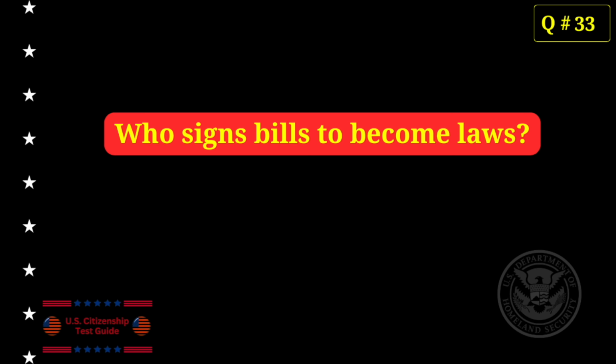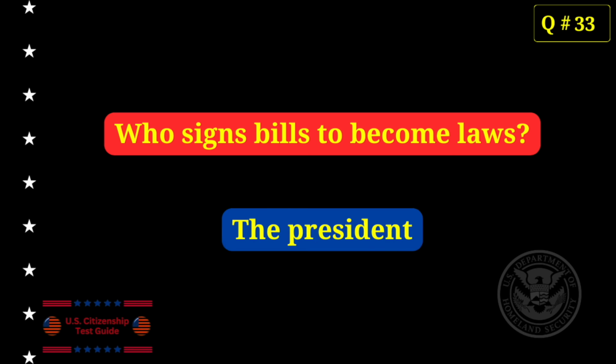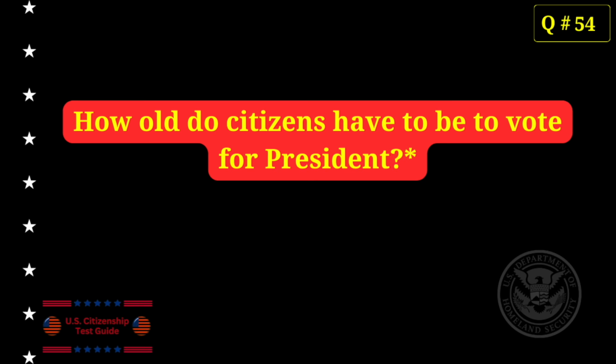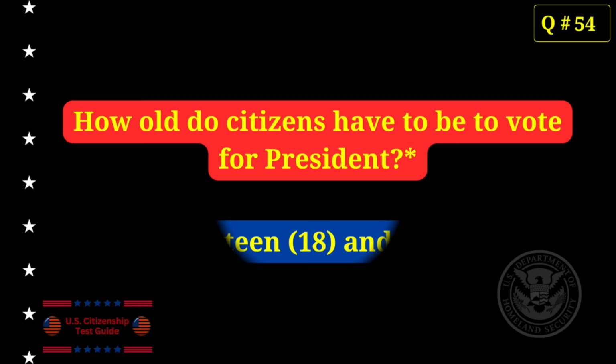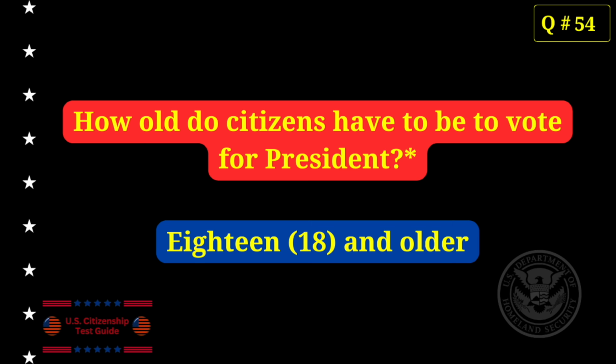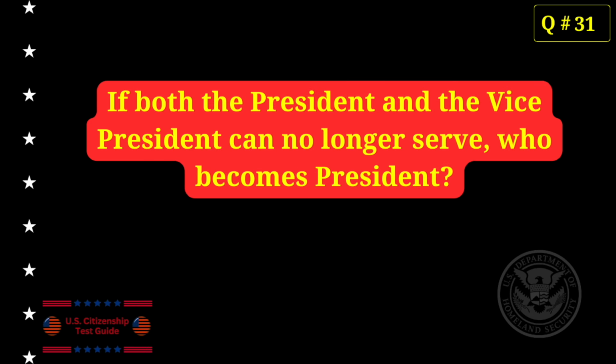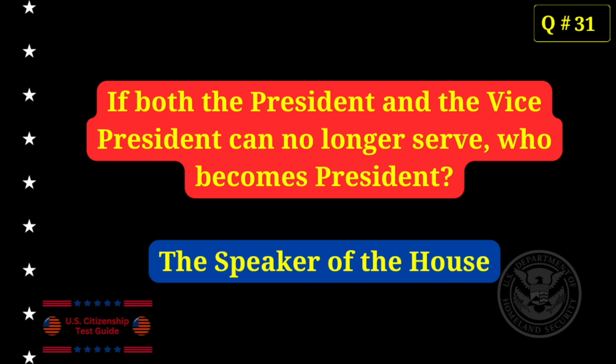Who signs bills to become laws? The President. How old do citizens have to be to vote for president? 18 and older. If both the president and the vice president can no longer serve, who becomes president? The Speaker of the House.